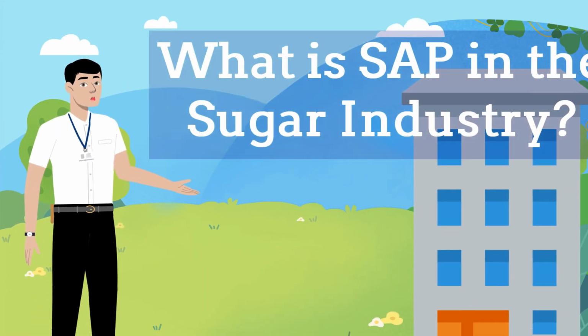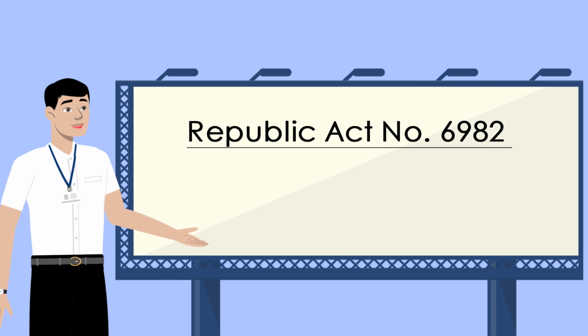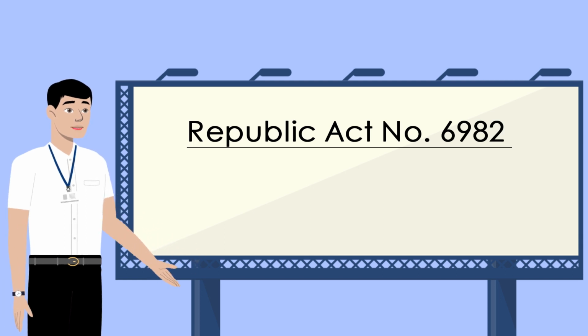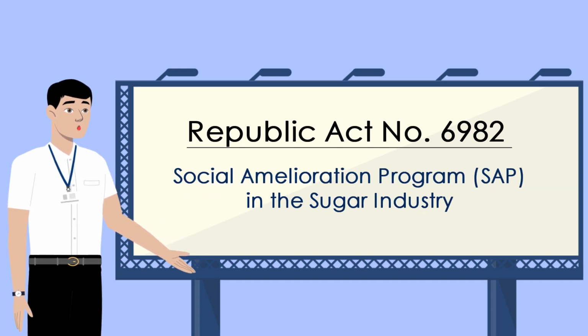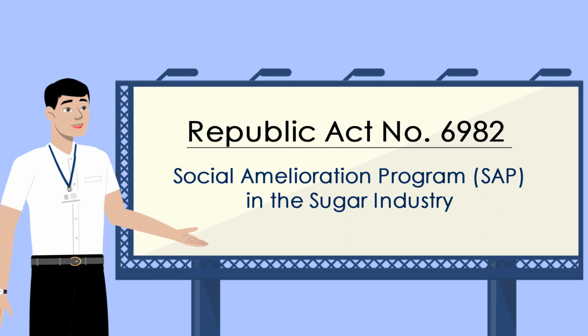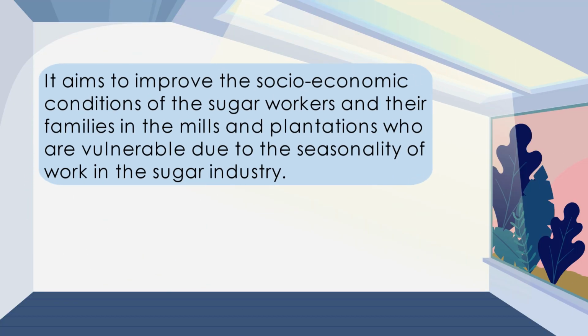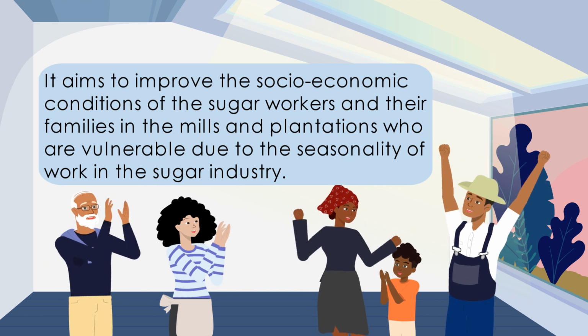What is SOP in the sugar industry? As mandated under Republic Act 6982, the Department of Labor and Employment implements an industry-based social protection program called the Social Amelioration Program in the sugar industry. It aims to improve the socio-economic conditions of the sugar workers and their families in the mills and plantations, who are vulnerable due to the seasonality of work in the sugar industry.